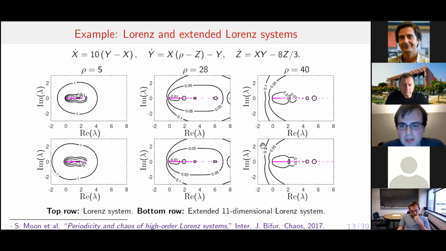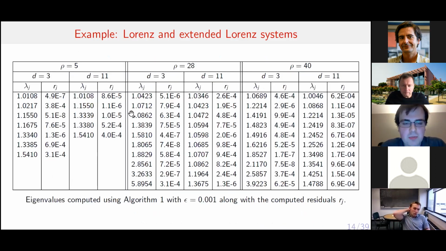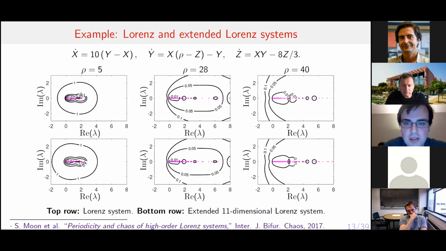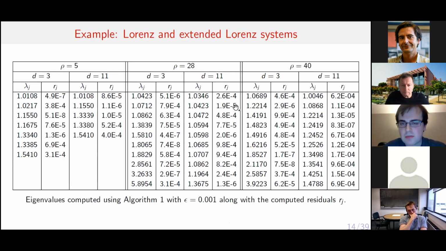So you can compute these pictures. You can get a sense of the spectrum and the pseudospectrum. For example, here are the eigenvalues and the residuals, R_j, for Lorenz and extended Lorenz, for 3 different values. I've only plotted a finite number of the eigenvalues below 6. There are more, but this just gives you an idea of what you can do with the algorithm. And by the way, this is particularly for large rho. So when rho is, I think, greater than 25, this is a chaotic system, right? So we're able to do this even for chaotic systems as well.